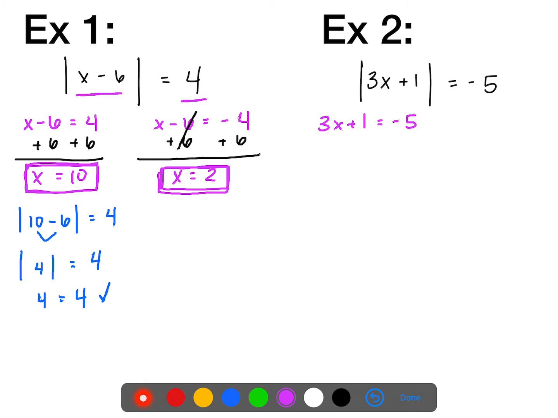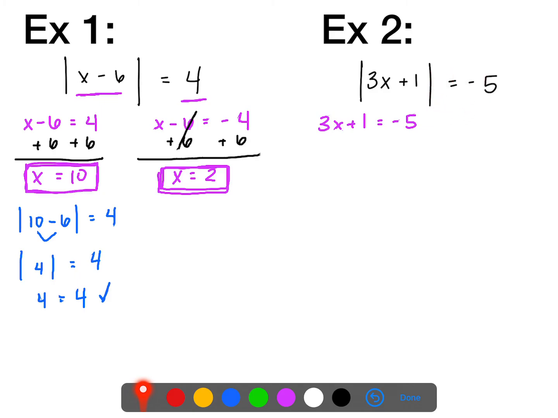Wait a second. So I made sure my absolute value was all by itself. But what did we just say absolute value was? Always a positive number. What the heck's going on here? They're trying to trick us. Is that a positive number?